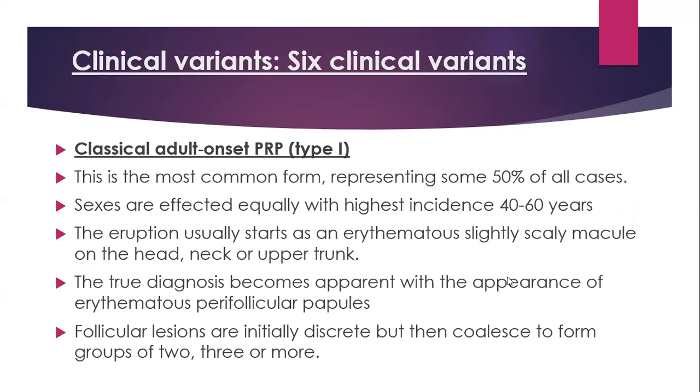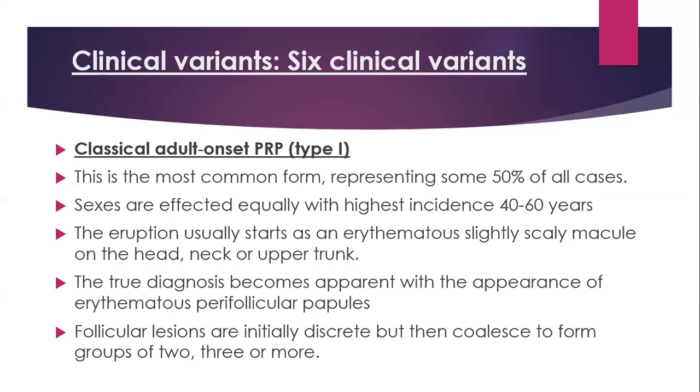Then we will discuss one by one the 6 clinical subtypes of PRP. Type 1 is the classical adult onset PRP. This is the most common form, and it represents 50% of all cases of PRP. Sexes are equally affected, and the highest incidence of the disease is in ages of 40 to 60 years.